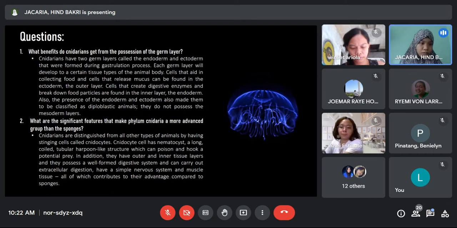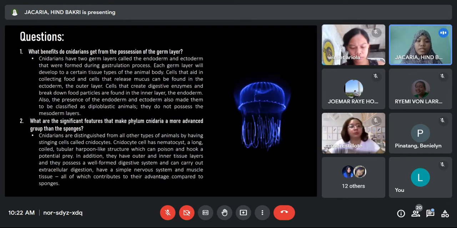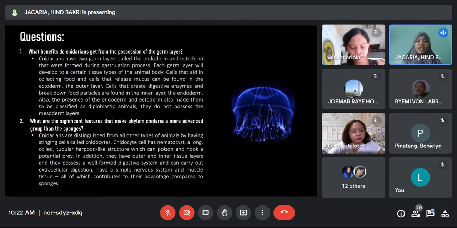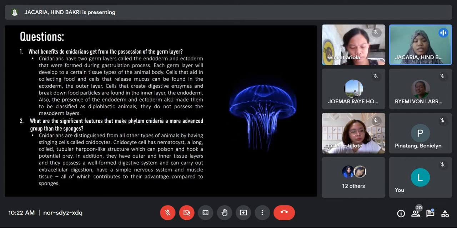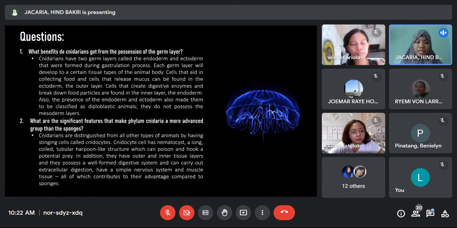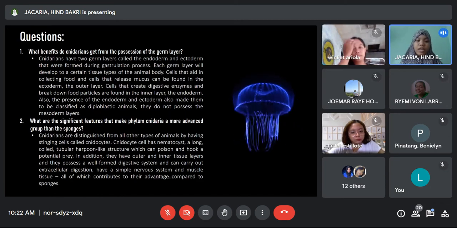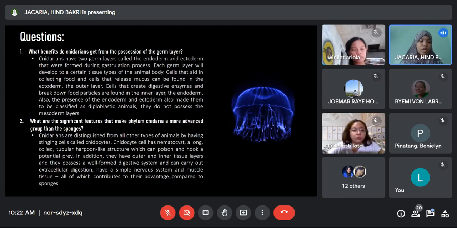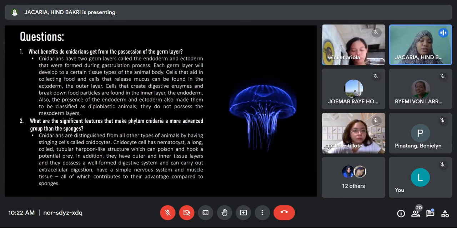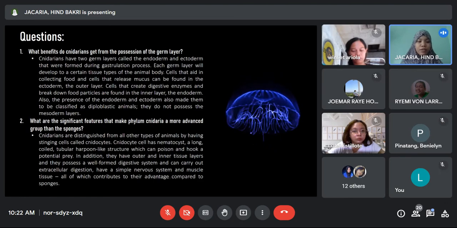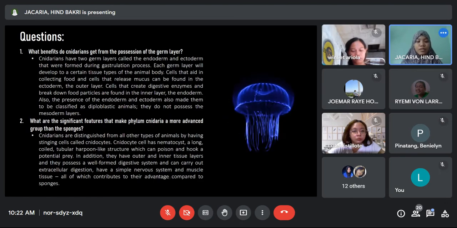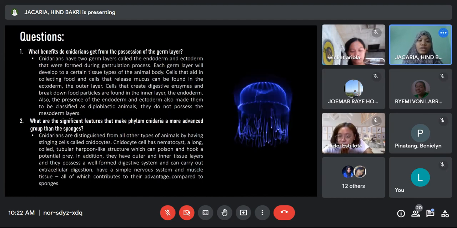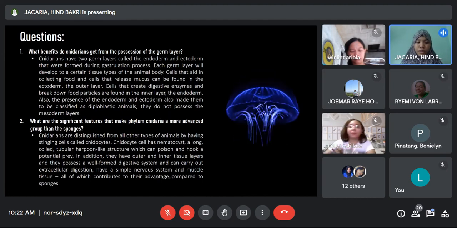Then for the second question, what are the significant features that make Phylum Cnidaria a more advanced group than the sponges? So as we mentioned earlier, the Cnidarians have stinging cells that help them catch their prey and protect themselves from predators. And the stinging cells are called cnidocytes. The cnidocytes have nematocysts.